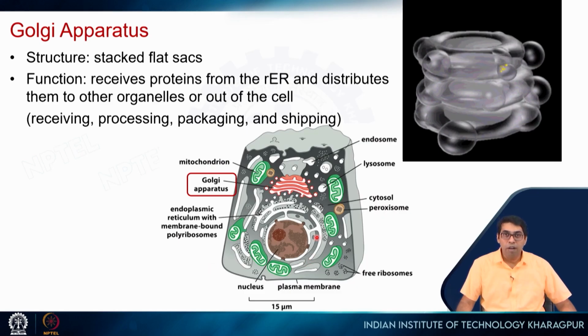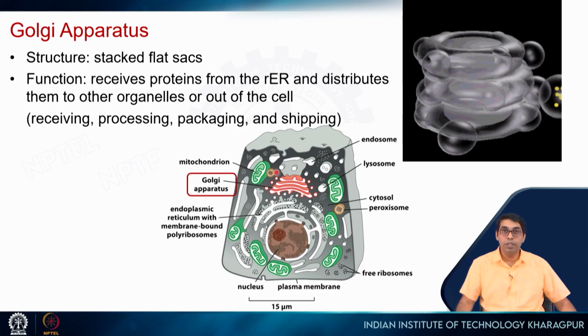Next, after this endoplasmic reticulum, what we have is the Golgi apparatus or the Golgi complex. This Golgi complex forms a stacked, flat sac-like structure, and what they do is they receive the proteins from the rough ER and they distribute them into smaller organelles which get transported out in vesicles. You can see a vesicle which is budding here. So, they get transported out.